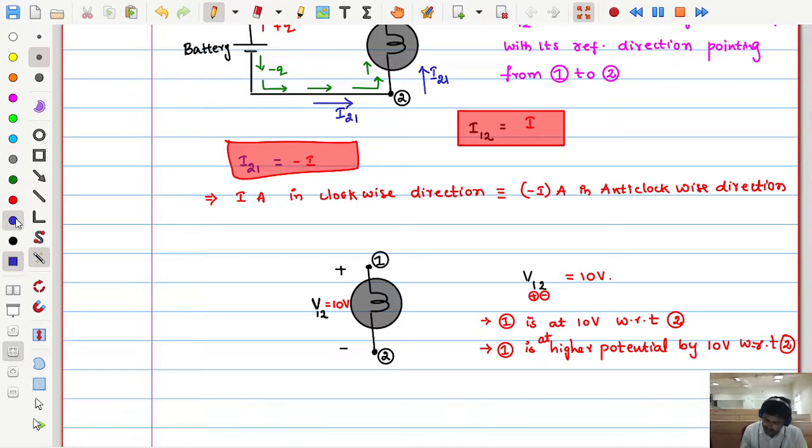Now if I say another way, that I assume V21 for the same thing, somebody may analyze it this way. V21, what does it mean? His reference polarity is now positive at 2 and negative at 1. But actually how much is the voltage across this bulb? Let us assume this red color one is the actual thing. This red color one is the actual voltage.